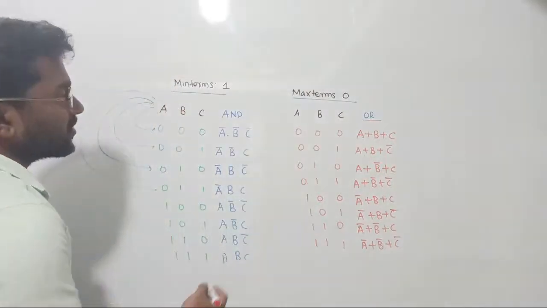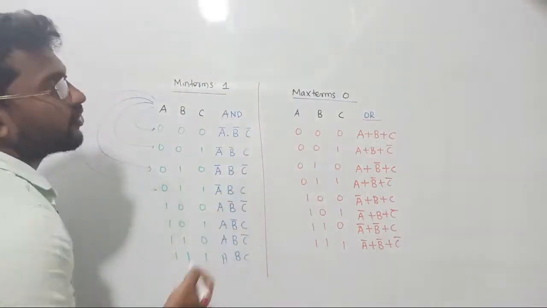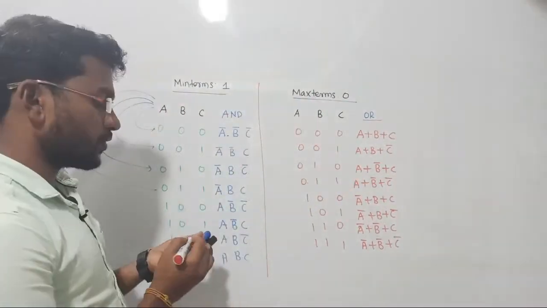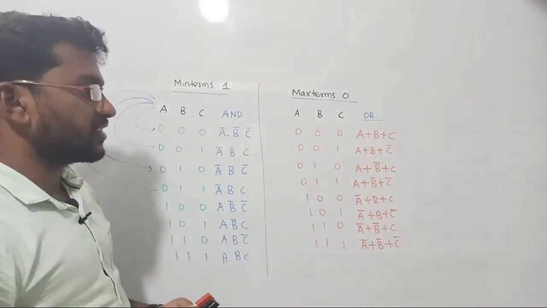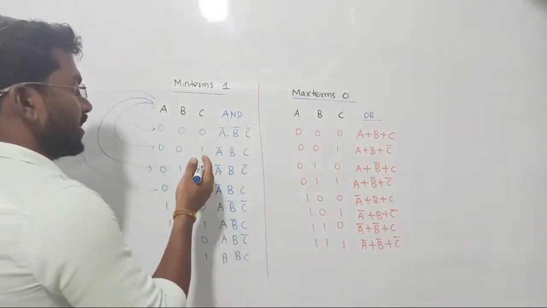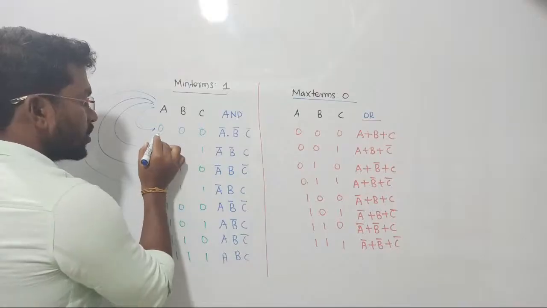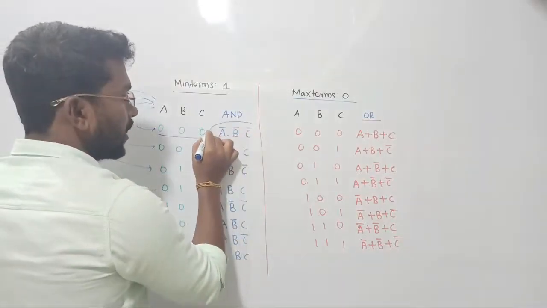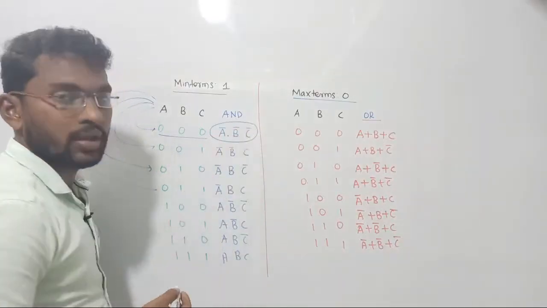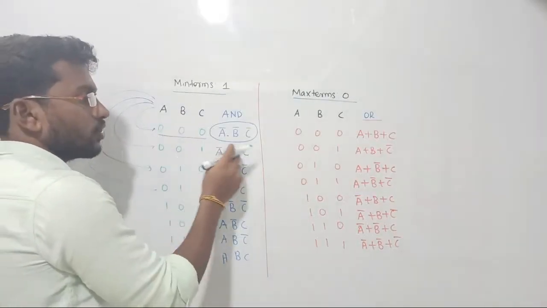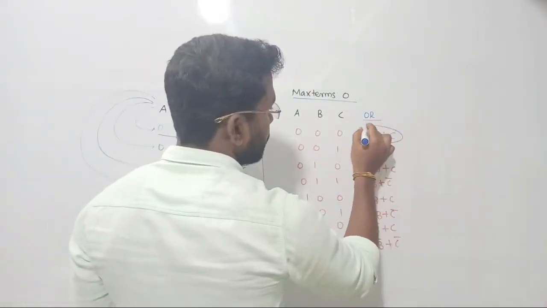Clear? So that is how we are differentiating max terms and min terms from each other. Now I am just raising one more question for you. Listen guys, this is min term. For 0 0 0 in min terms I got A bar dot B bar dot C bar, right? For the same 0 0 0 in max terms I got A plus B plus C.